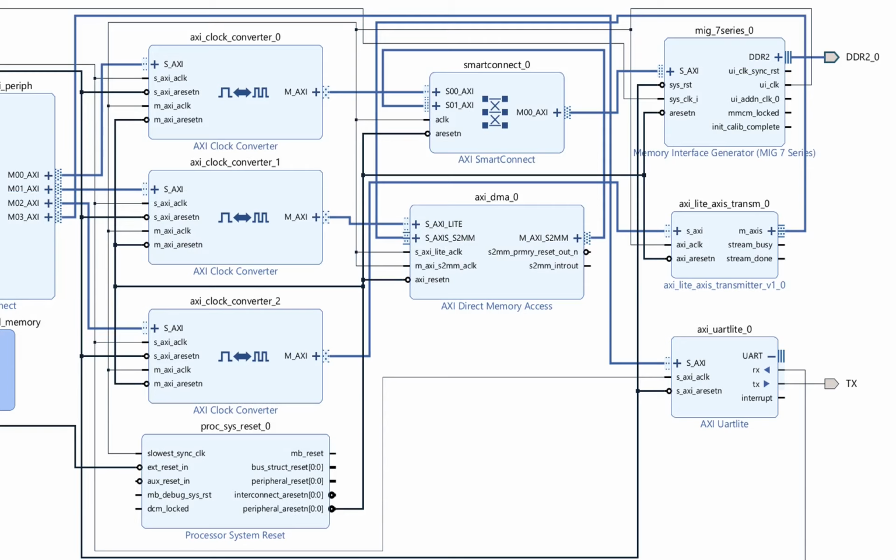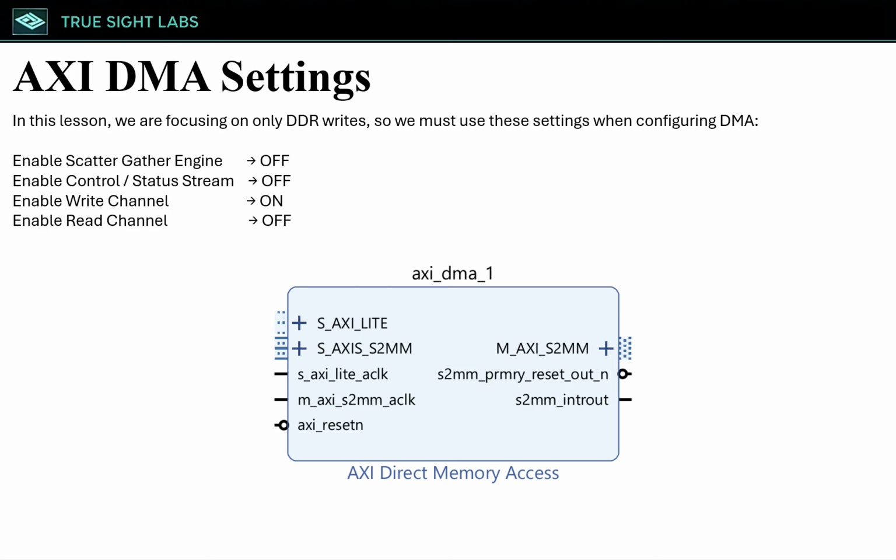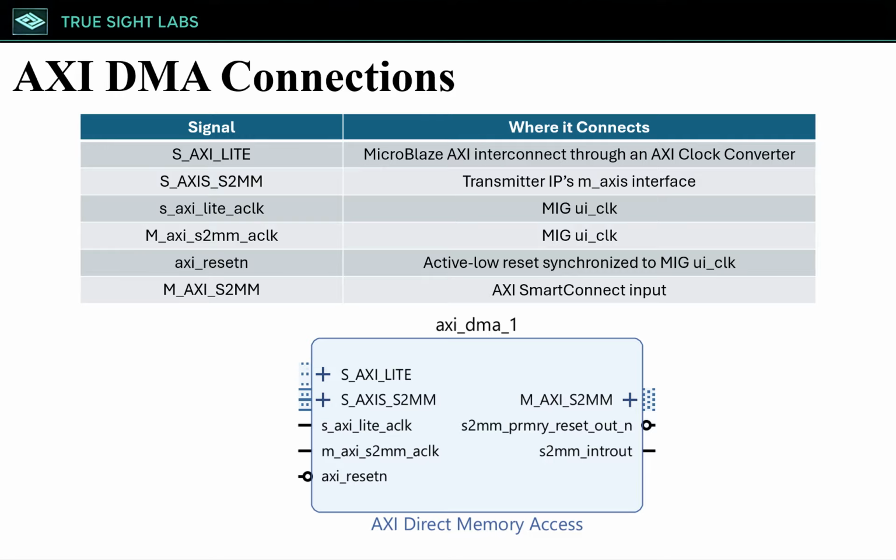In this video, we only need to make 3 changes to the block design from the previous video. These 3 changes will allow us to write into DDR memory instead of reading from it. The first change is to the settings of the DMA block. Since we are only focusing on DDR writes, we only need to enable the write channel. After making the changes to the settings, the ports on the DMA block will change. The table below summarizes how to connect the ports in the block diagram.